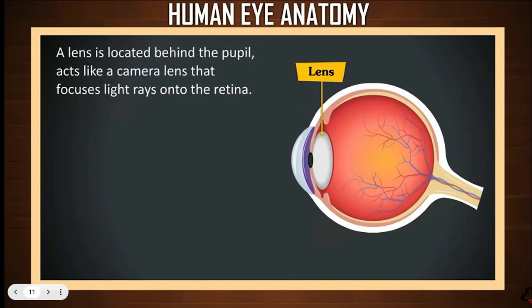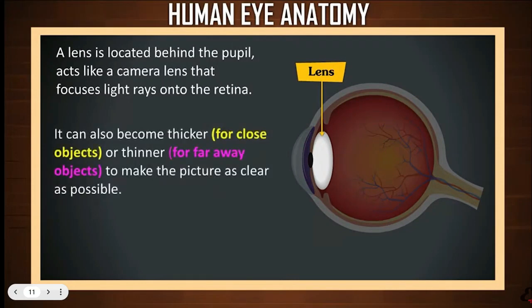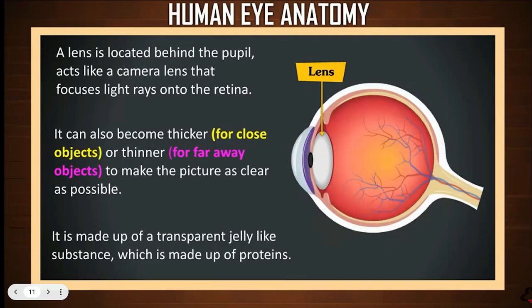Lens. The lens is located behind the pupil, and acts like a camera lens that focuses light rays onto the retina. It can also become thicker for close objects or thinner for faraway objects to make pictures as clear as possible. It is made up of a transparent jelly-like substance made of proteins.